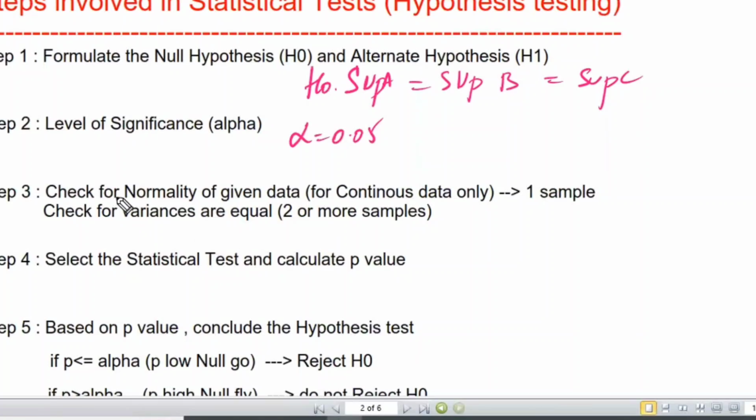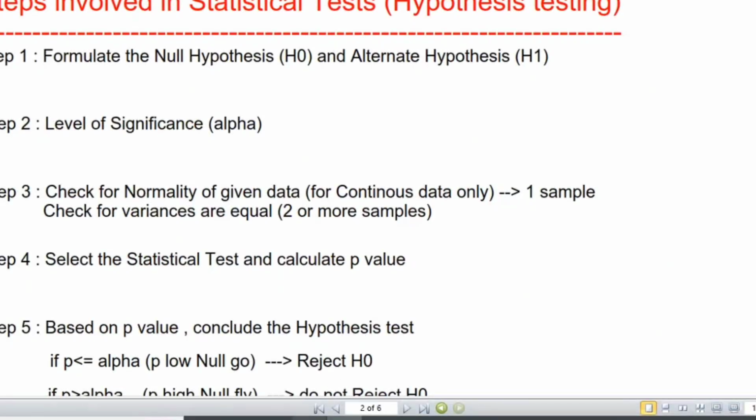Now, normality. First, we have to check the normality. Since 3 columns are there, we have to check the normality of all 3 columns, and we also have to check the variances between them. If variances are equal and the data is normal, then we select the ANOVA test. If normality is not there, first we have to convert to normal. If variances are not equal, then we have to apply the 2 sample test between 2 separately. If all variances are equal, then we go with the ANOVA test.